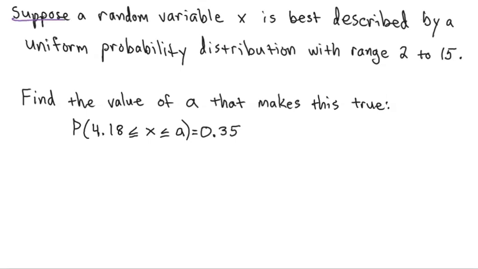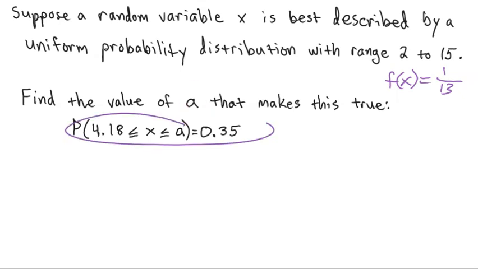So suppose a random variable X is best described by a uniform probability distribution with range from 2 up to 15. All right, so we're going to need a PDF. Our PDF is going to be 1 over 15 minus 2, which is 13. So 1 over 13 is our PDF. Find the value of A that makes this statement true.